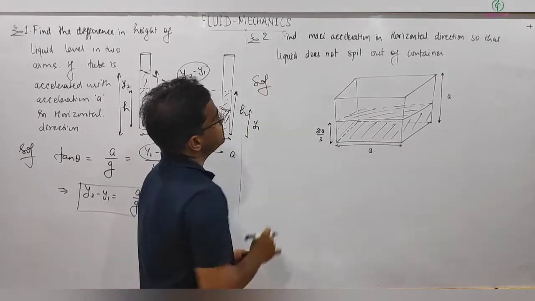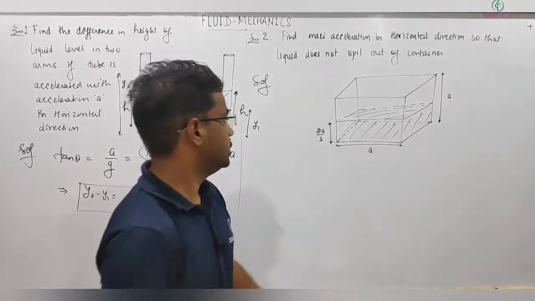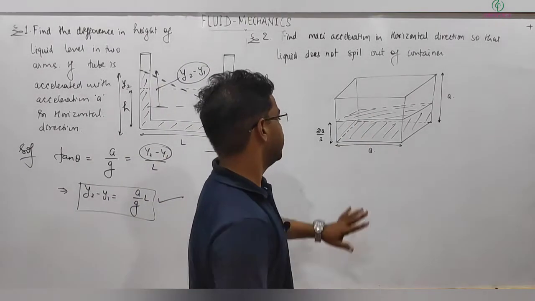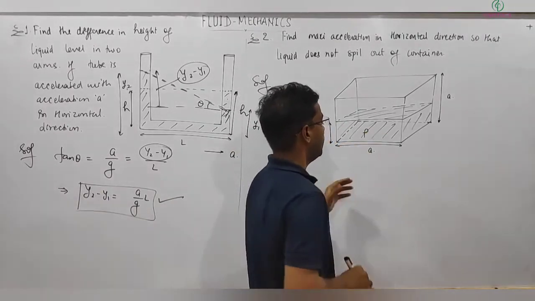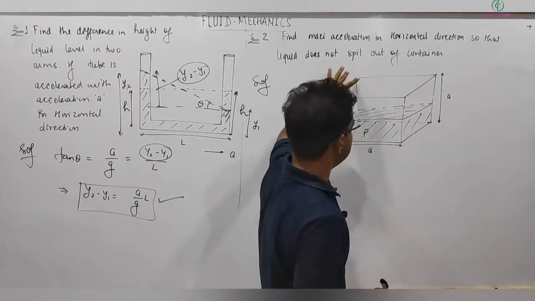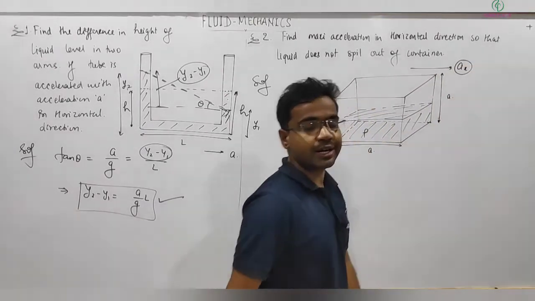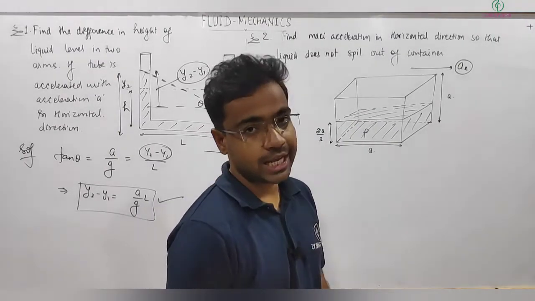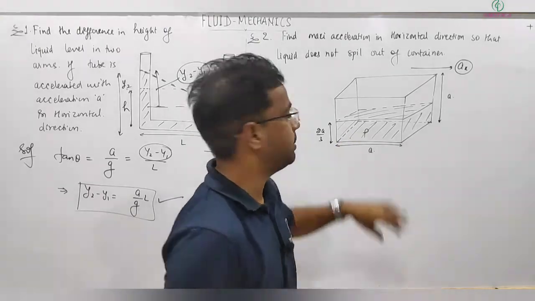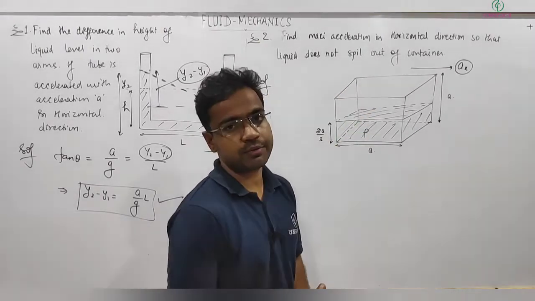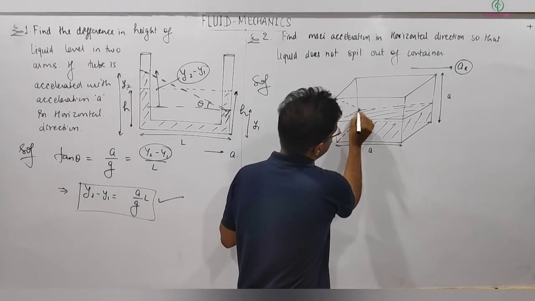Find the maximum acceleration in horizontal direction so that liquid does not spill out of the container. So here we have a cubical container, and 2/3 of this container is filled with liquid of density rho, and this side is a, this is also a, and this is also a. Now let's say this is given some acceleration ax, and we are asked to find the maximum value of acceleration ax, so that the water does not come out of this container. This container is open from the top. So what can be the maximum thing? Maximum it can come up to here, so the level will be like this.